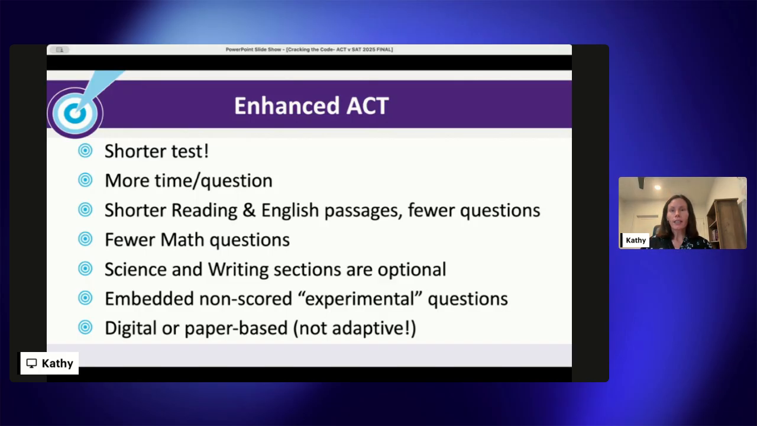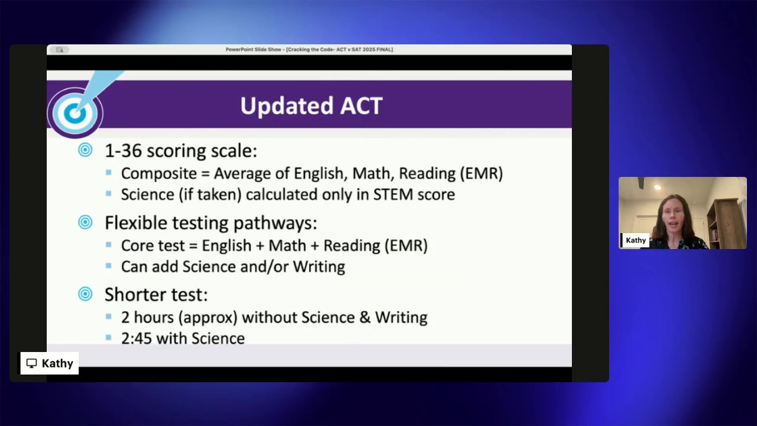The ACT continues to be both a paper-based and digital test. Students always had the option to take it digital, but most students preferred the paper. And many students, with the rollout of the enhanced ACT, have continued to sign up for the paper-based test. And it's also a linear test. It has not moved to that adaptive format like the SAT has.